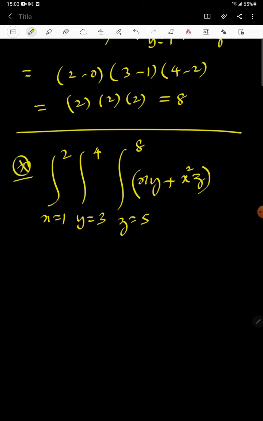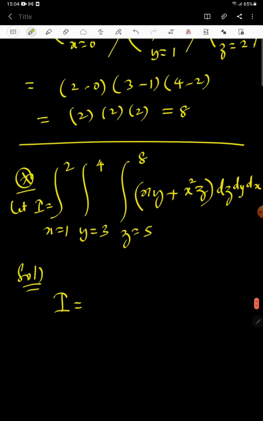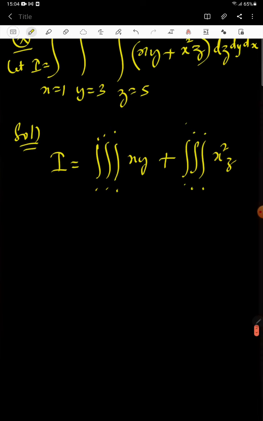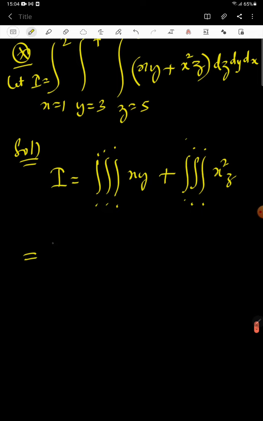If this is the situation, dz dy dx, even though it is given in this order, we can break the order, we can skip the order and directly write it as this. Let it be I. Solution: I can write it as, first I am separating it, that triple integral for xy and that triple integral for x square z. For saving time I am not writing the limits. And now I can write this as a product of three integrals.